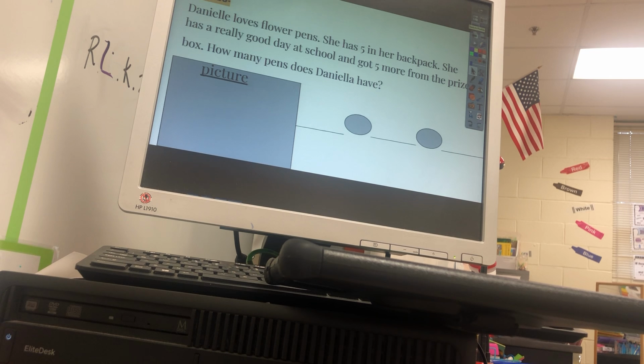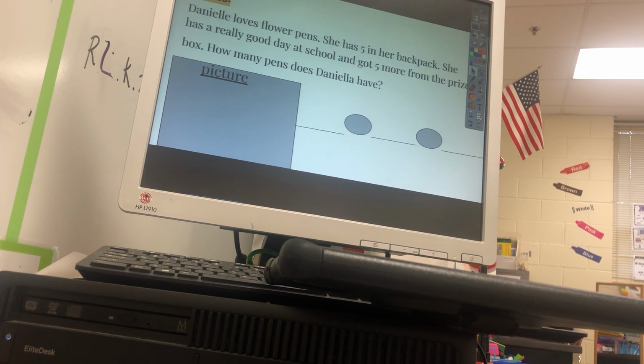Danielle loves flower pens. She has 5 in her book bag. She has a really good day at school and got 5 more from the prize box. How many pens does Daniela have?